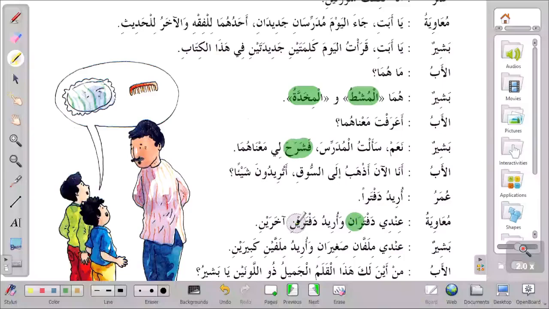Wa uridu daftaraini. So you see here there is a verb, and this is the object of the verb. Arada is the past form and then yuridu. So ana uridu, and this is the object of this verb. That is why it is maf'ul bihi, and also it is mansub. That's why it is daftaraini, not daftarani. So daftaraini akharaini, 2 other notebooks. When we say akhar, it means another.